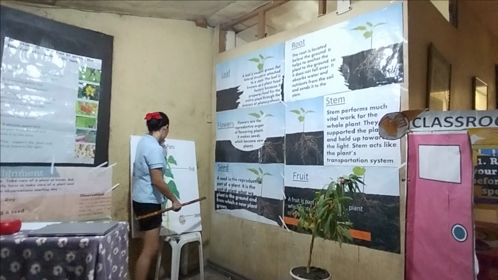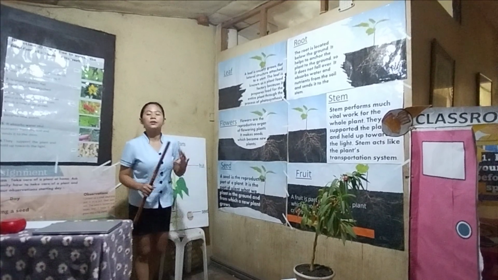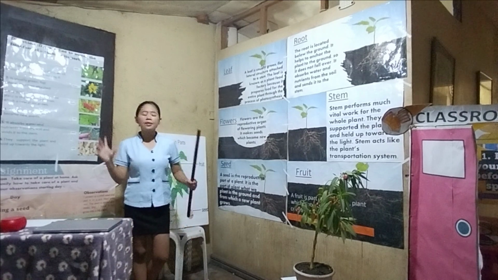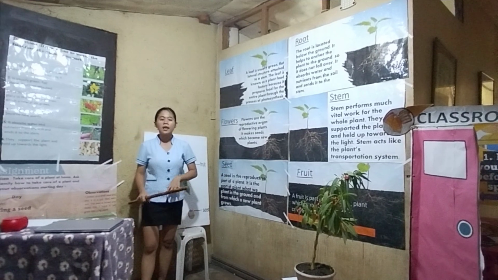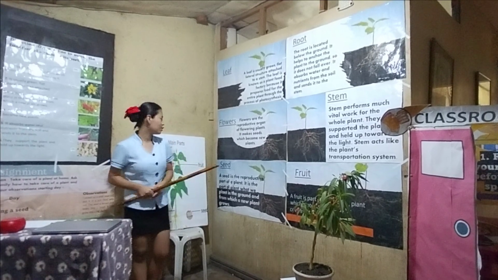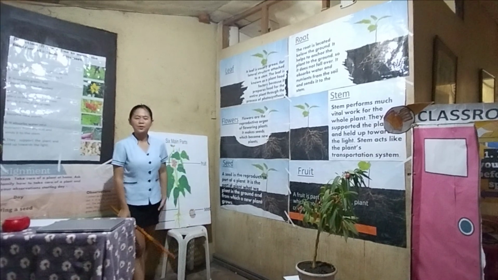So if the seed is planted in the soil and provided with the right conditions such as water, air, sunlight, and other nutrients, it germinates and grows into a new plant. Okay, class, do you get it? Do you understand our topic? Yes, ma'am. Right, very good.